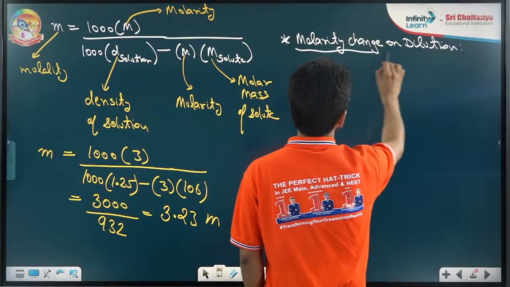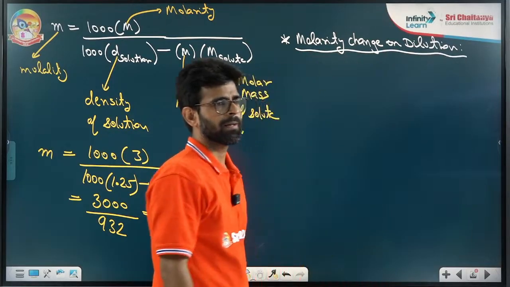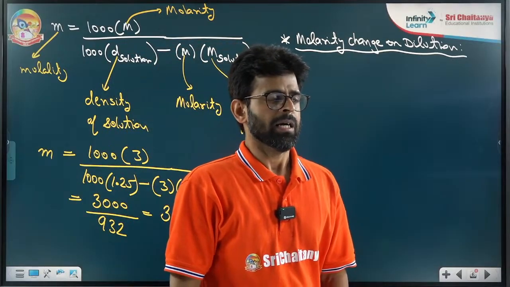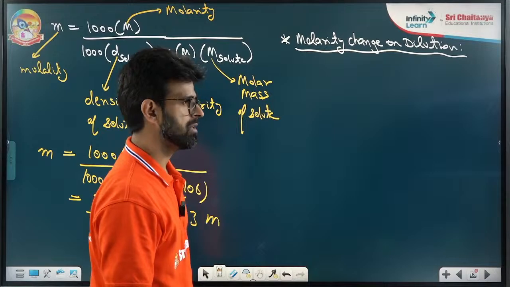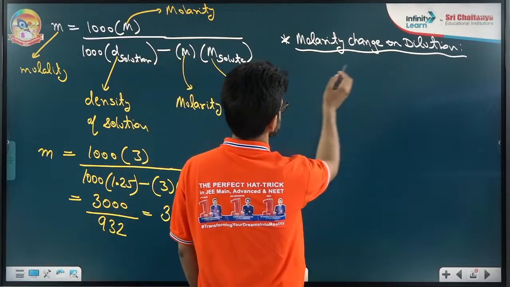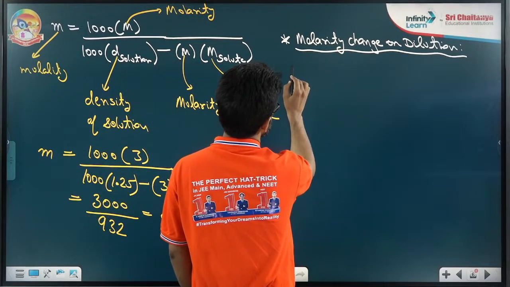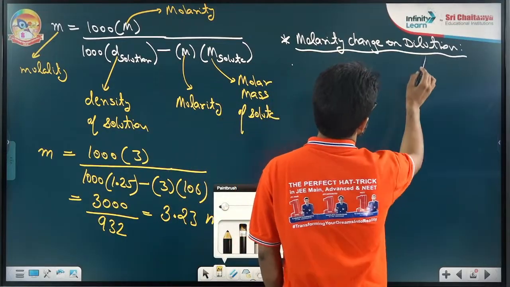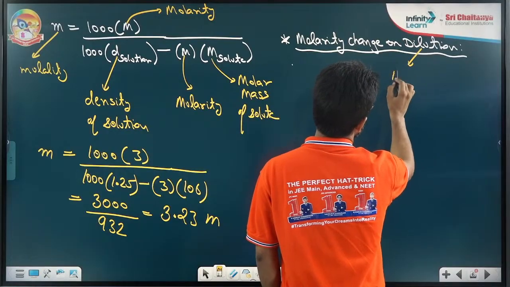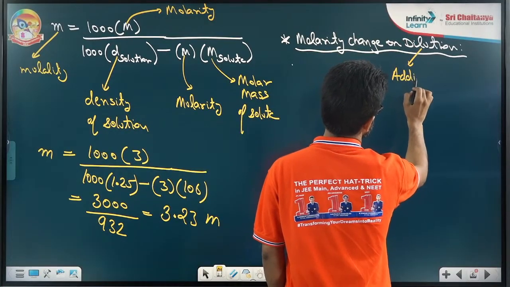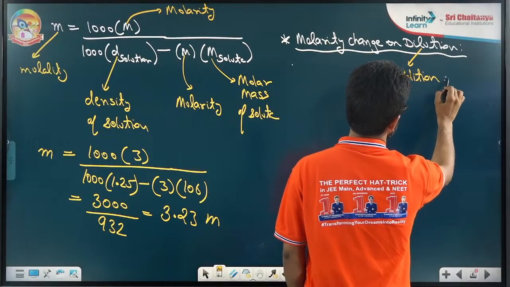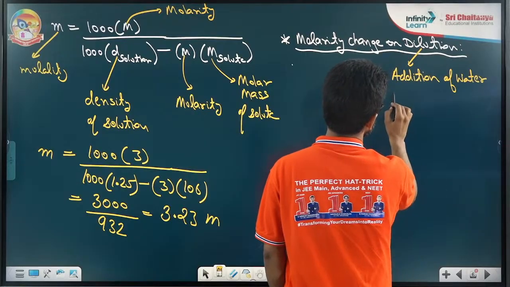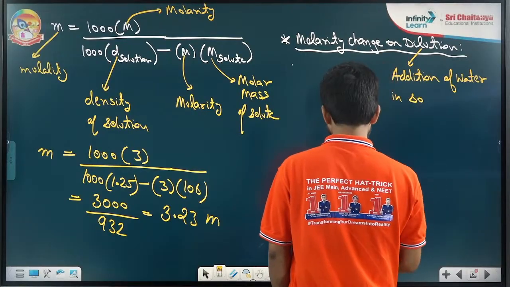So how will molarity change if we do dilution? I hope we are clear. Okay, beta, so molarity change on dilution. First, what is dilution? Dilution means addition of water in solution. We have a solution, and if you add water, so here we have addition of water in solution, or just I can say addition of water.